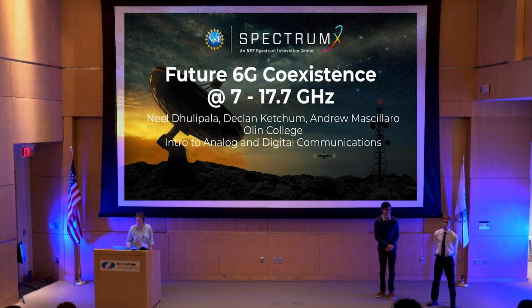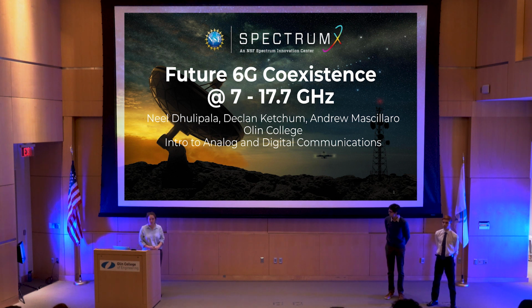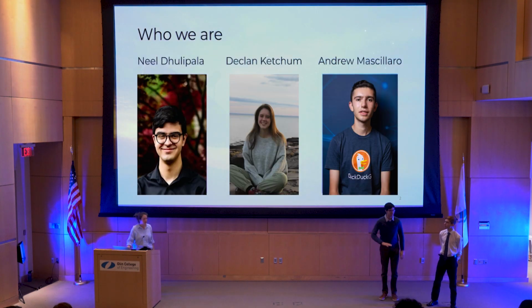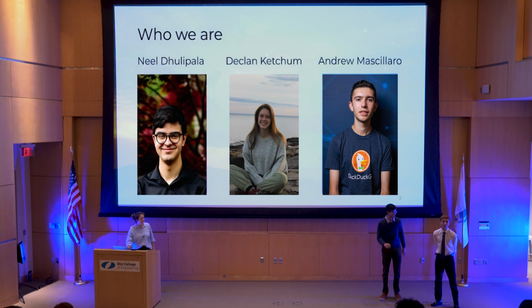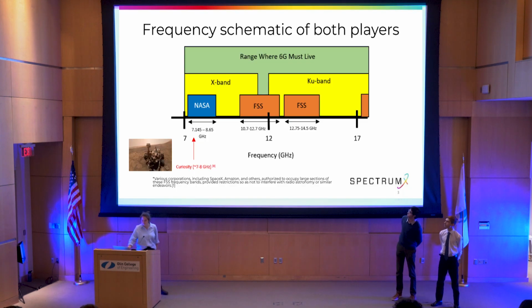We're going to be talking about future coexistence issues between 6G and current users of the 7 to 17.7 gigahertz range. So I'm Declan. I'm Neel. I'm Andrew. All right, so first we're going to talk about this frequency schematic.